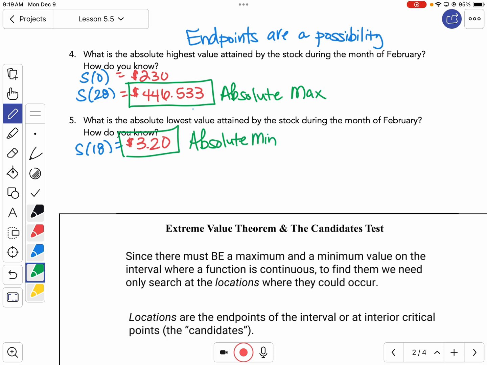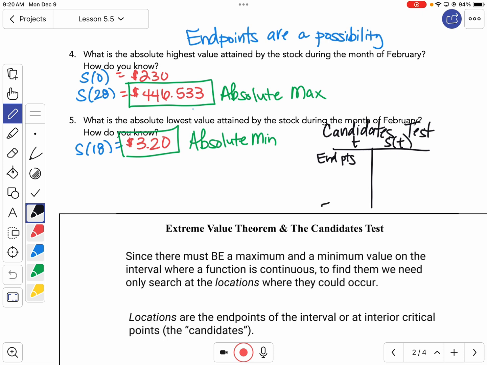Okay, so when we use the candidates test, it tells me that we want to consider the endpoints and the critical points. So half t, S of t. All right, we put the endpoints and the critical points. And we look at all their values. The largest value is the absolute max. The smallest value is the absolute min.